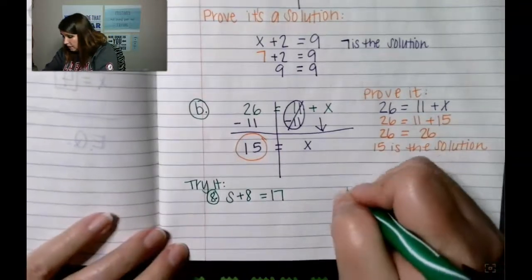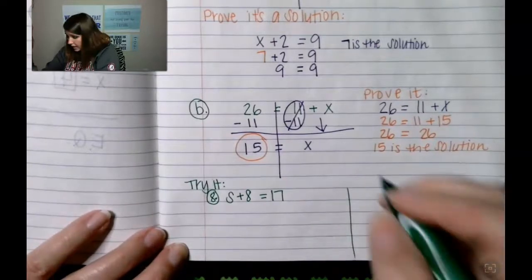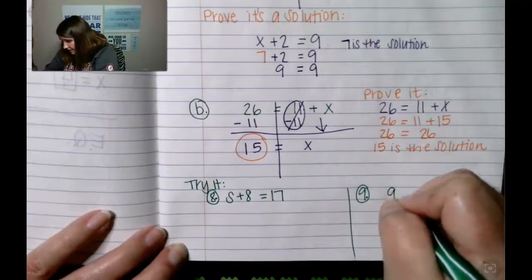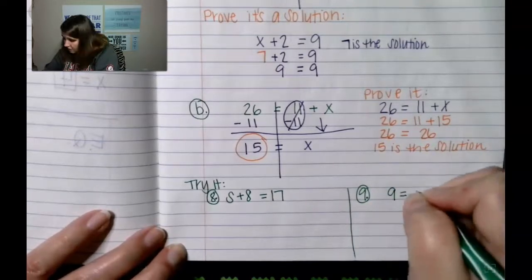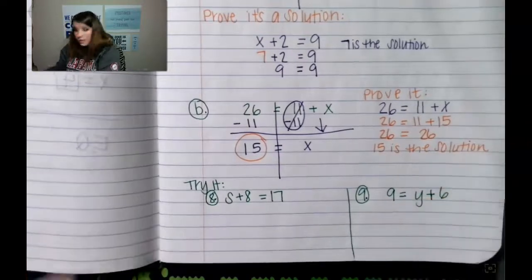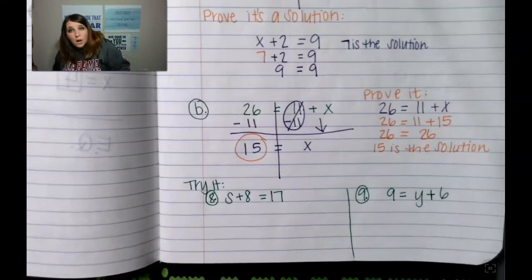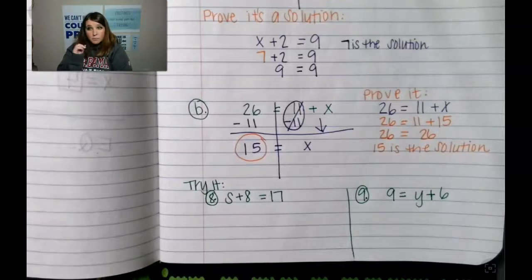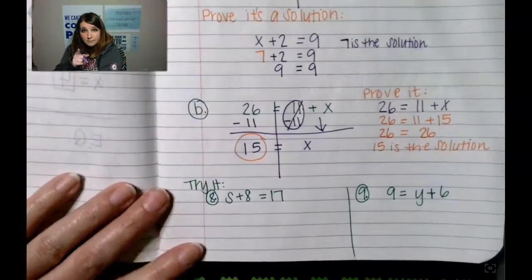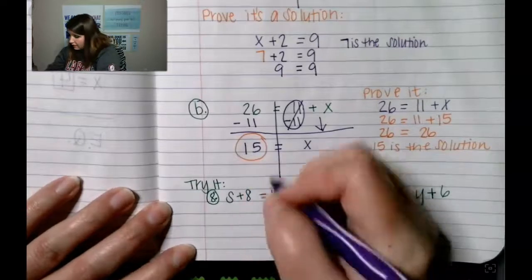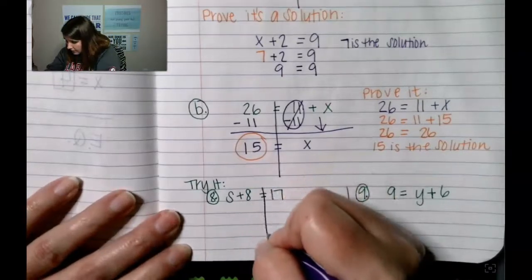And then your second problem is try-it number 9. Look at this. It says 9 equals y plus 6. Okay, you're going to want to pause the video right now. Go up above. Use your notes to help you. Make sure that you are drawing your balance line. Isolate the variable. All right, hit pause. No, I see you. Hit pause right now. Okay, good.